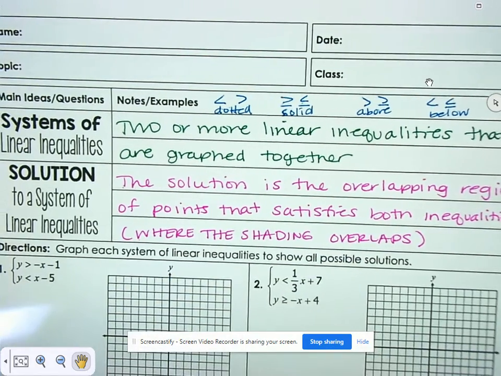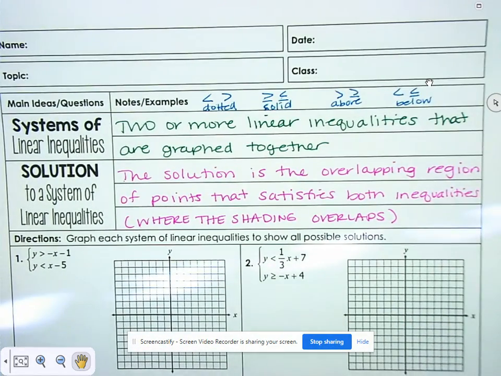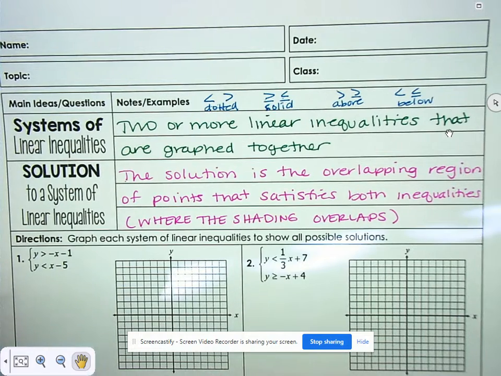All right, so today we're going to talk about systems of linear inequalities. So remember, we did linear inequalities before you went to break, and then we've done systems of equations where the two lines overlap. Wherever they intersect is your answer, so they're just an ordered pair. All right, so a couple of things.